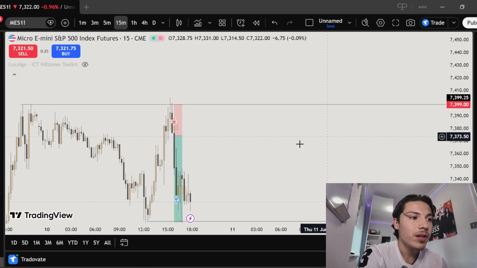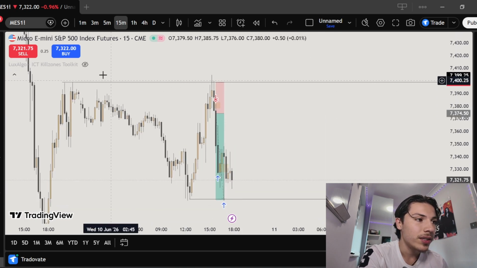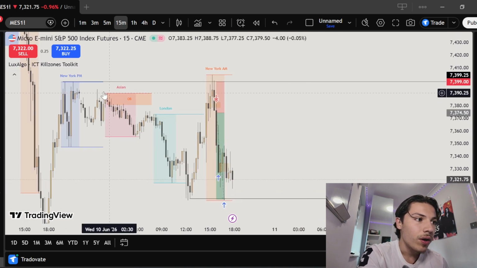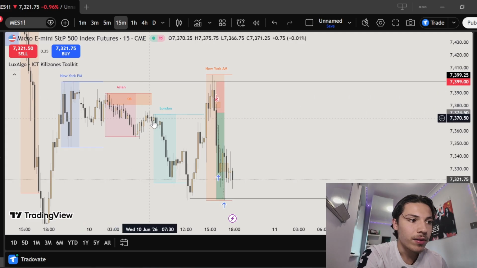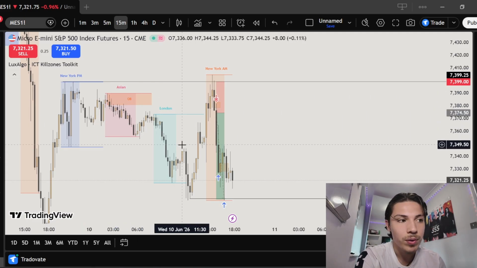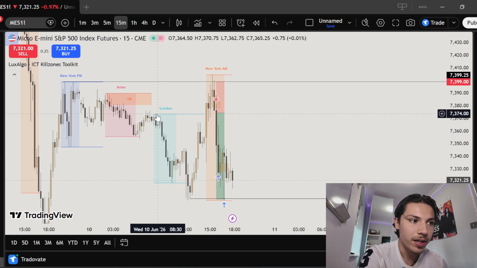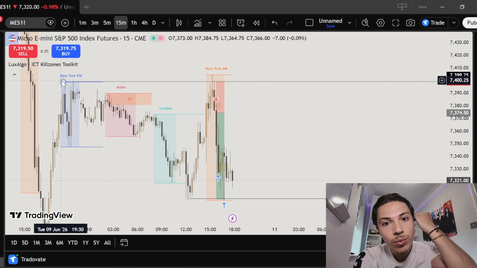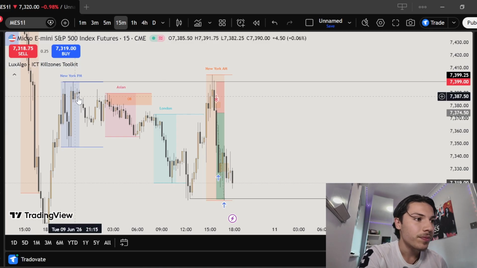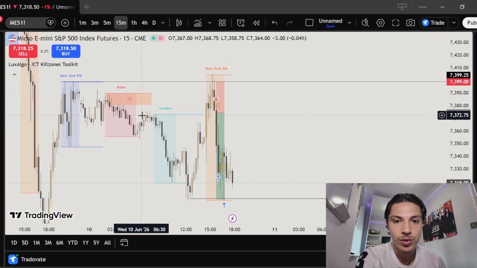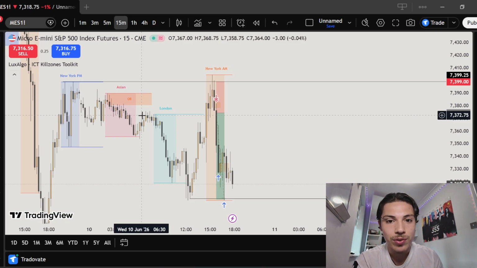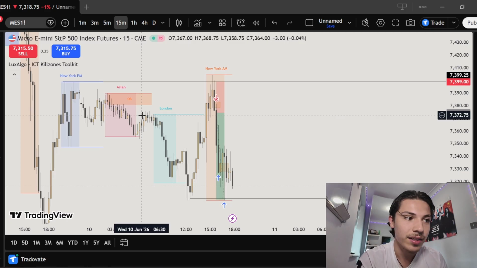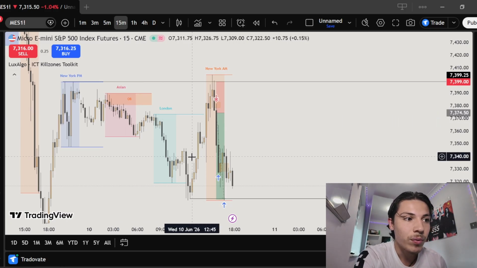Now, if we have a look at the 15-minute time frame, you'll notice something very interesting. In this whole movement down before market open, you can see that we had unswept London highs, unswept Asia highs, and unswept equal New York PM highs. These are very strong draws on liquidity. So my expectation going into today was that we were going to sweep those out, then get a reversal, and then start targeting the lows. And that is exactly what we did.